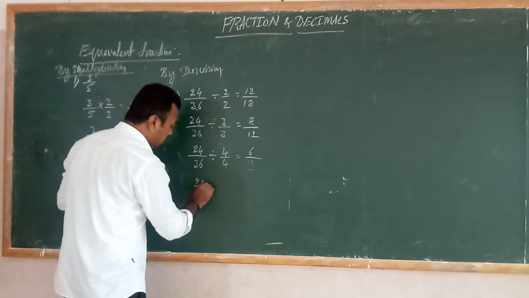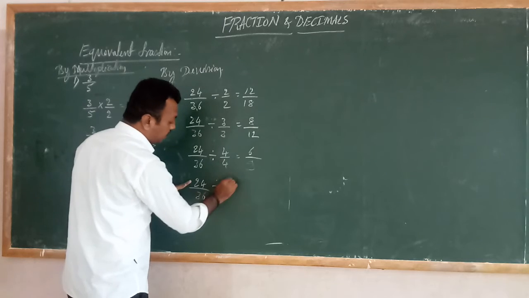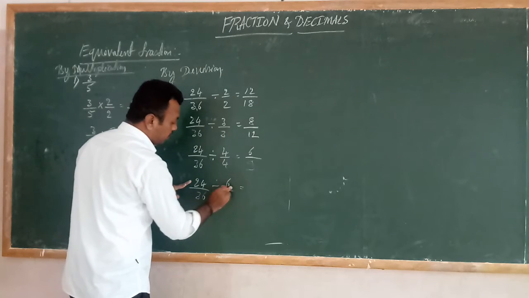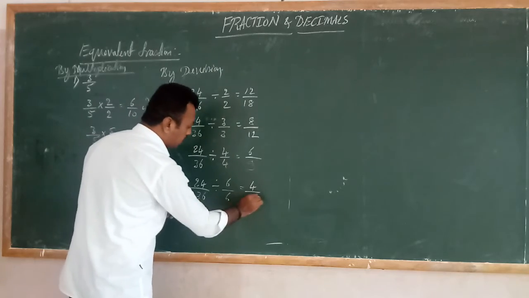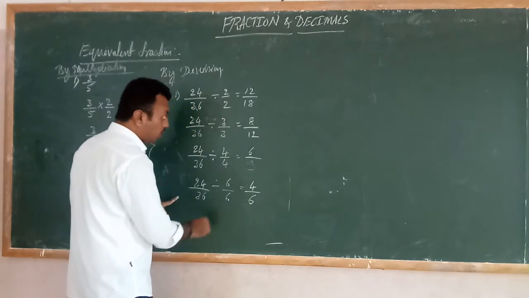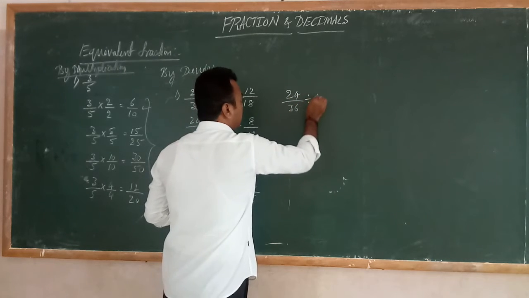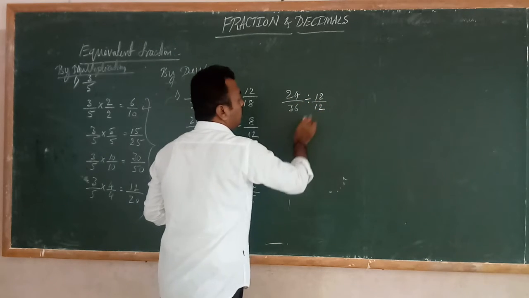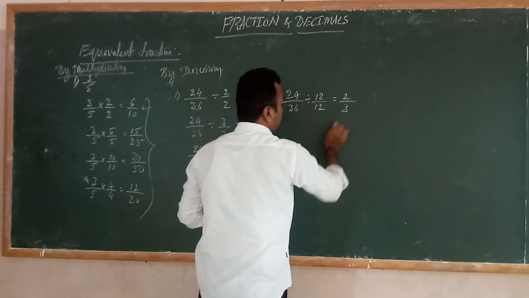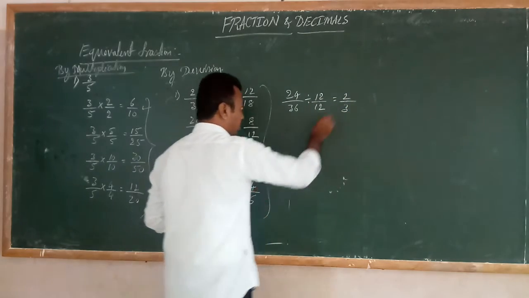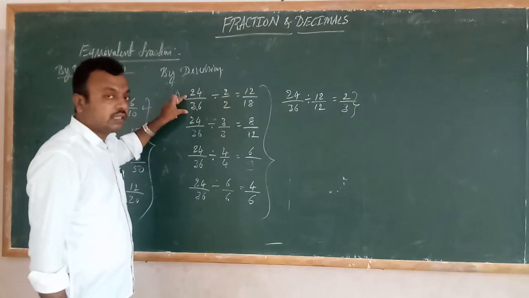Again 24 by 36 is divisible by 6. You have to take 6. 6 4s are 24, and 6 6s are 36. Again 24 by 36, you have to divide by 12. 12 2s are 24, and 12 3s are 36. So these are all called equivalent fractions of 24 by 36.